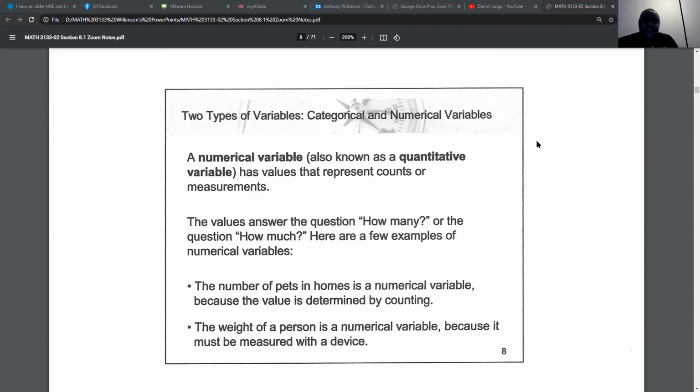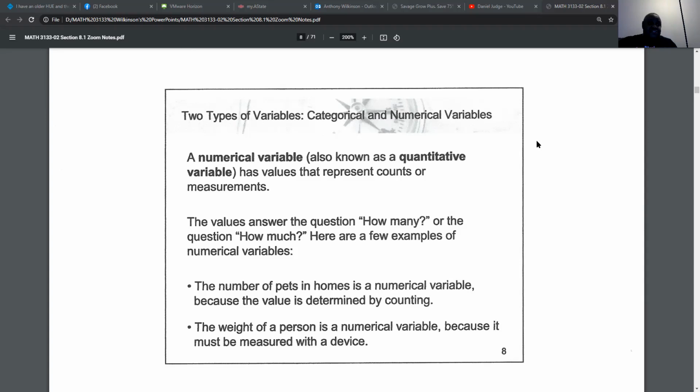Like, for example, the number of pets in homes is a numerical variable because the value is determined by counting. Okay. So if I can count the number of students in one class, that would be a numerical variable or a quantitative variable because that's done by counting.